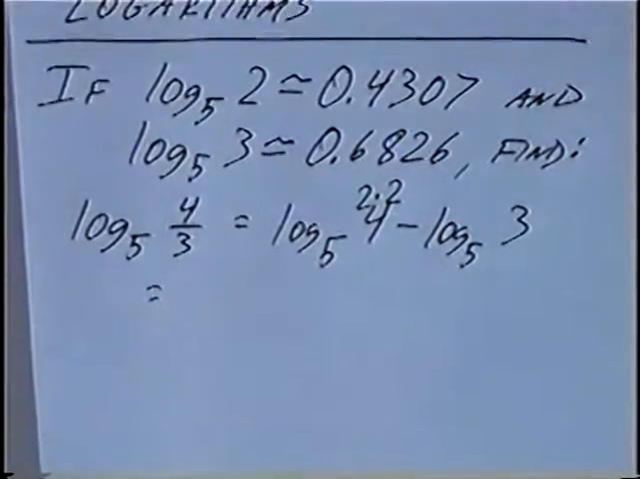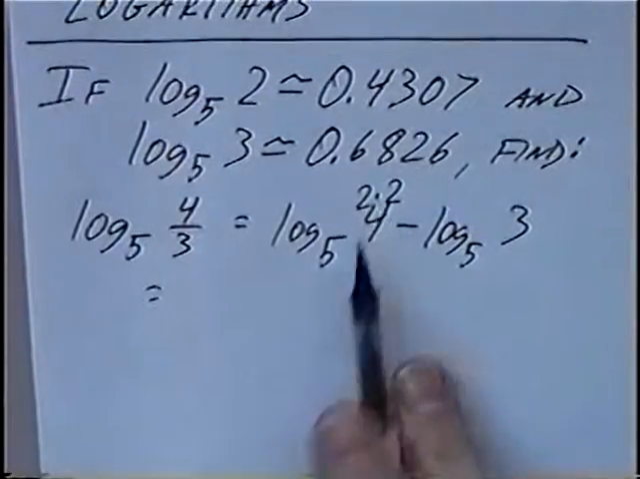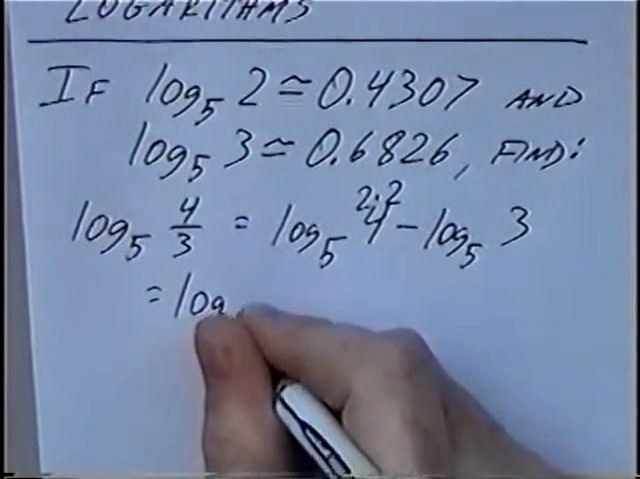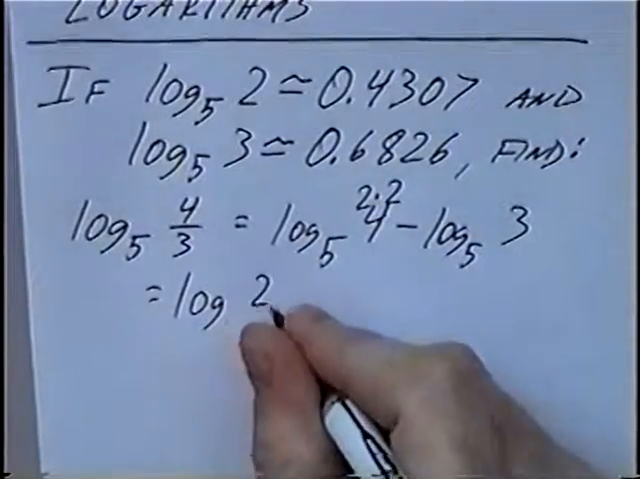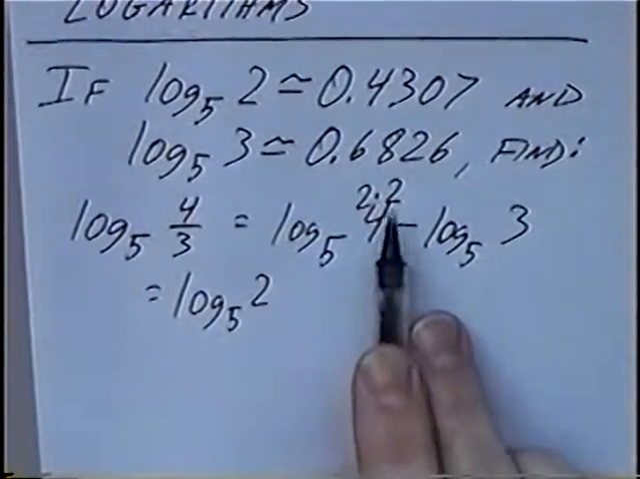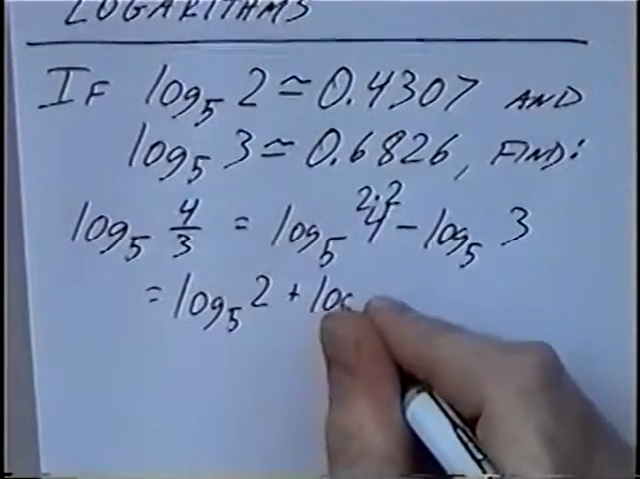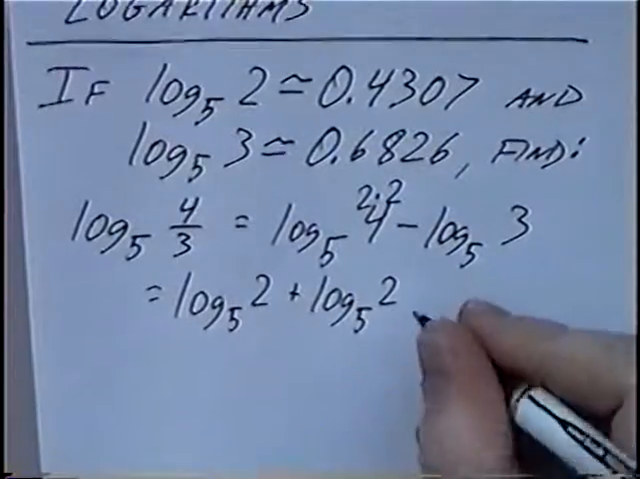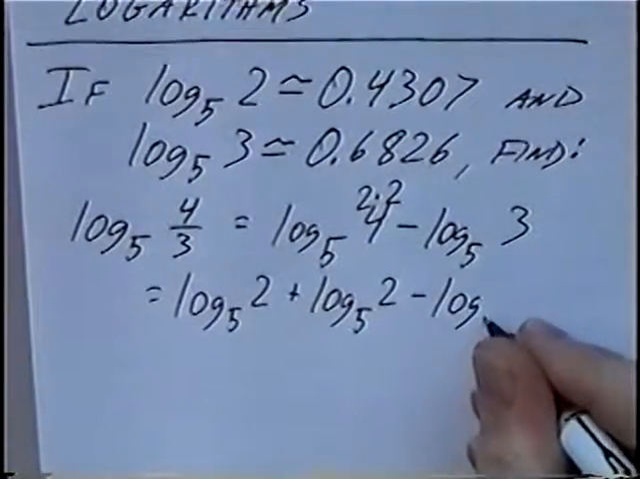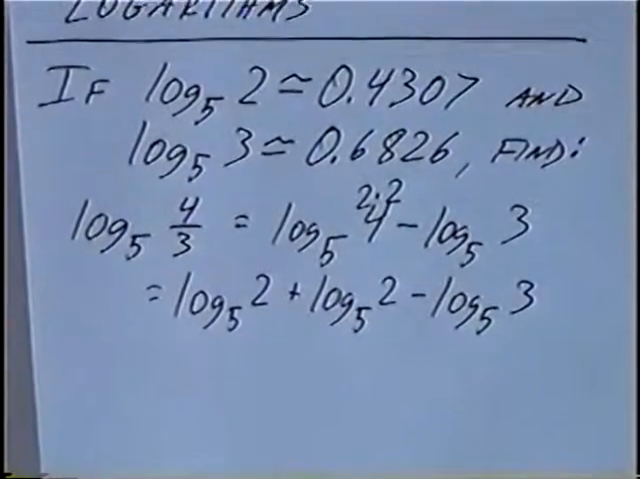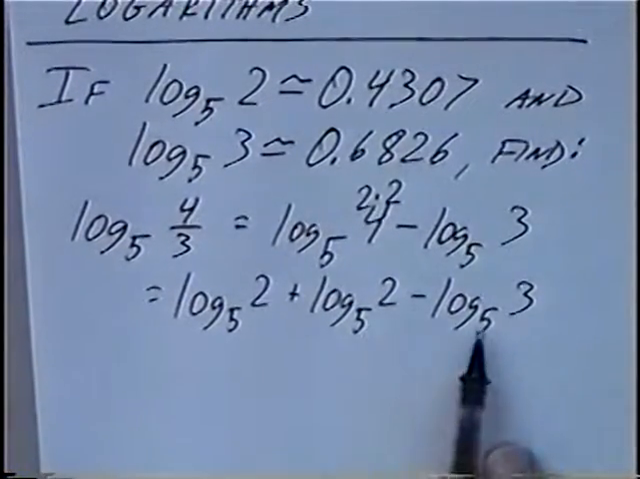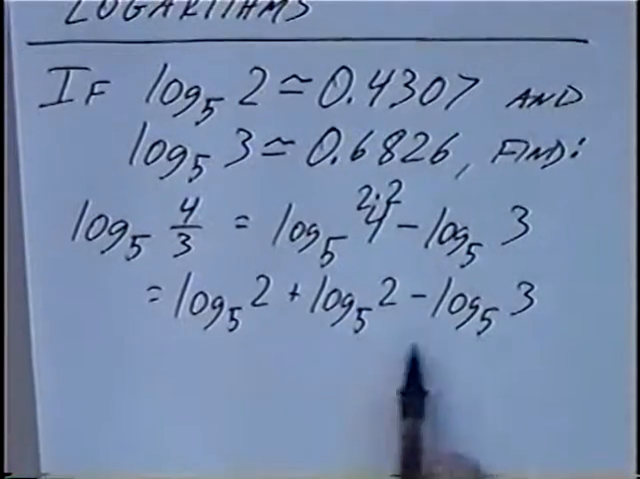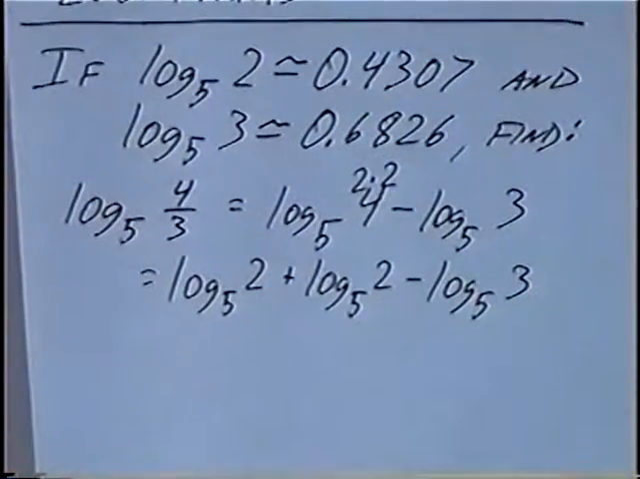So rewriting this expression again, if we have log 2 times 2, the multiplication property again, we can split up into 2 logs. We'll have log of the first 2, base 5, and adding to that, a second log of 2 base 5. And the last log will stay the same, minus log 3 base 5. So rewriting 4 over 3, we can expand this and write this as 3 logarithms. Each of these were given a decimal for at the beginning of the question.